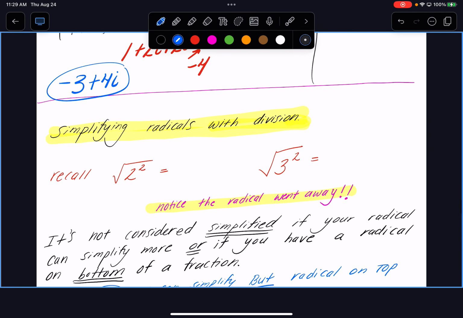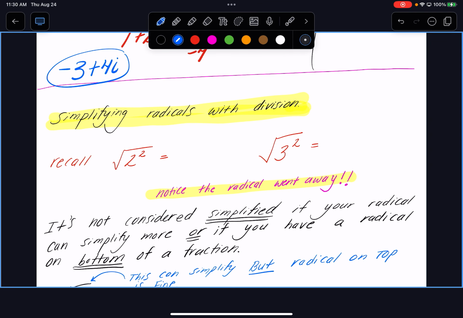All right, focus. All right, here we go. So I need you guys to really focus. This is where if you don't focus, you're going to confuse yourself.